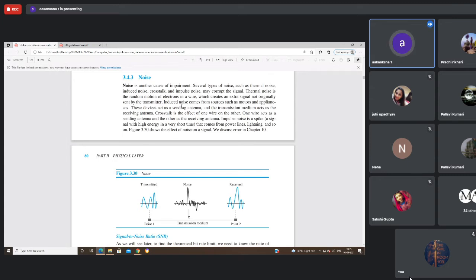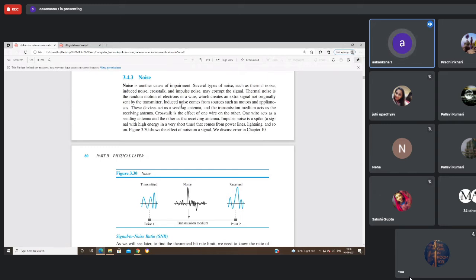You have experienced that. If you have logged in from two places, one from your laptop, one from your mobile phone, there is an echo. And if you are the presenter, there is an echo. So normally it happens. That is induced noise. It is because of the other device, another mobile phone or laptop, due to which the echo is there.